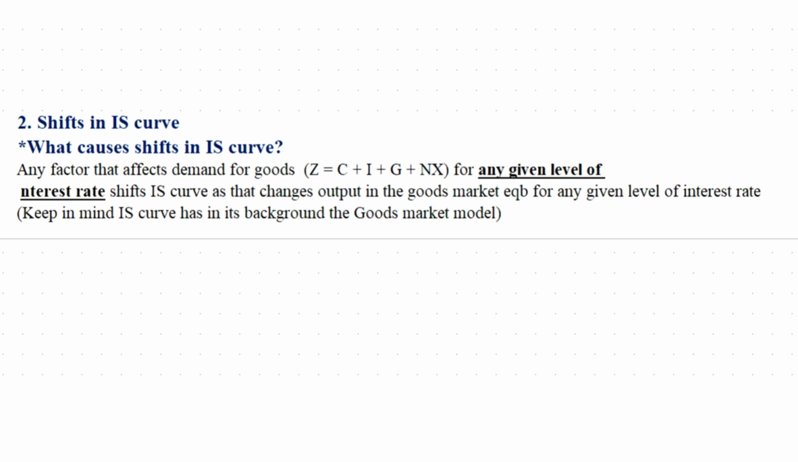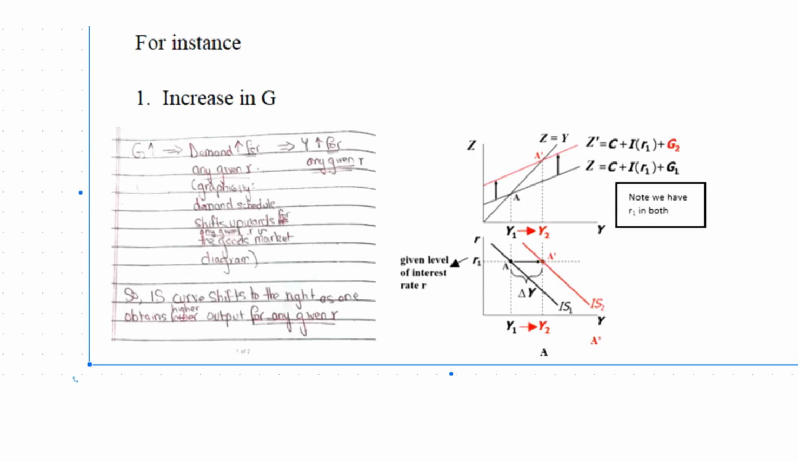Say there is an increase in G. So this would affect demand for any given interest rate. G increases, demand, which is C plus I plus G plus NX, increases for any given R. And graphically, what happens is the demand schedule shifts upwards for any given R in our goods market diagram. Right here, this was the initial demand schedule. Now it shifts upwards for any given R. Note we have R1 in both. So for any given interest rate, the schedule is going to shift upwards.